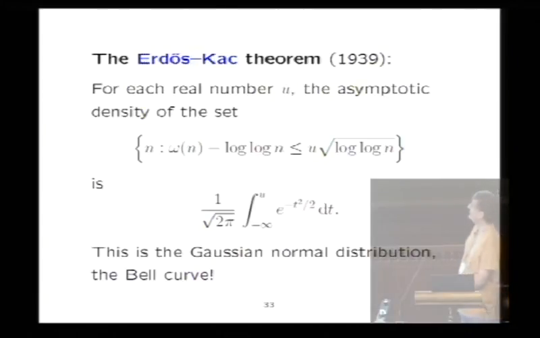And we're looking at the set of integers n such that omega n minus log log n is less than or equal to u times the square root of log log n. In other words, the measuring stick here is the square root of log log n. So this set has an asymptotic density, and it's given by this formula, 1 over square root of 2 pi, integral minus infinity to u e to the minus t squared over 2 dt. You'll recognize this as the Gaussian normal distribution. The derivative of this function of u is the bell curve.